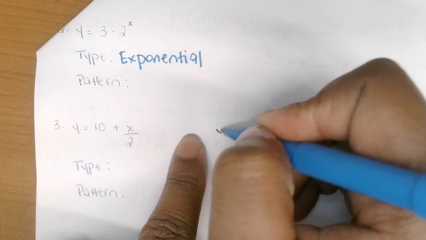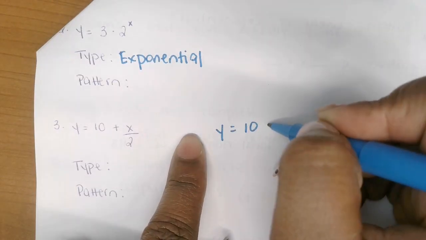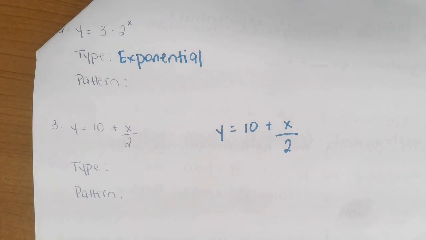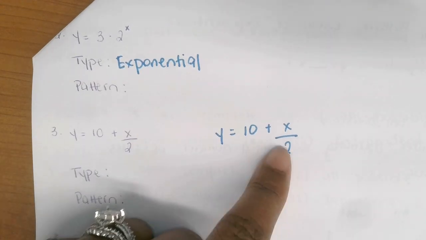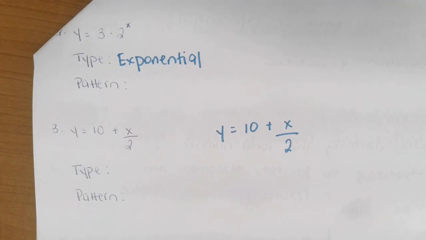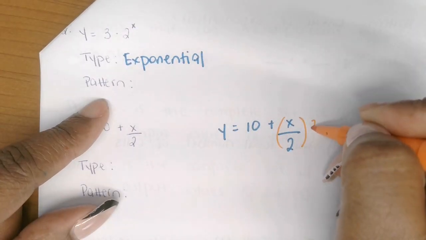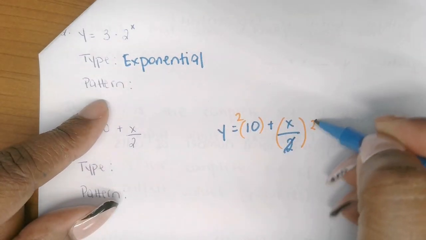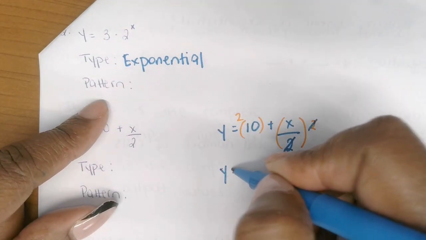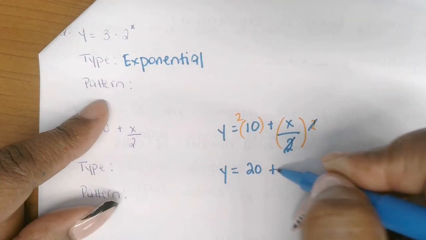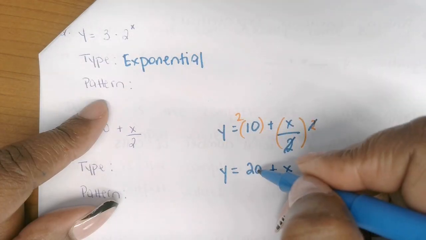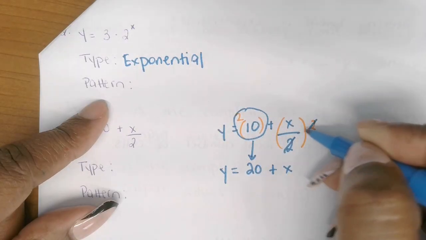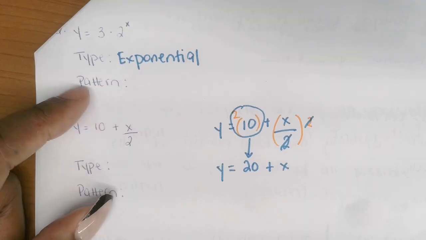Alright, so I would suggest rewriting it. We want to rewrite this in the correct form so we can see what function it is. This is in a fraction form. So we need to break the fraction, get it into a whole number. So we know this cancels. We're left with y equal 20 plus x. So 2 times 10 is 20. This x that's left, we bring it down.